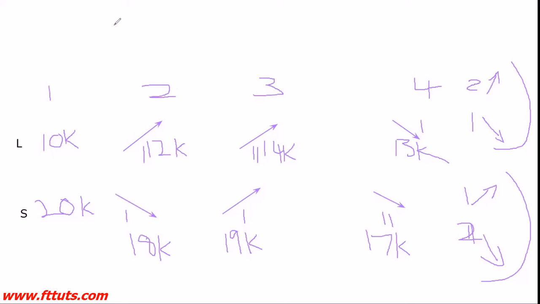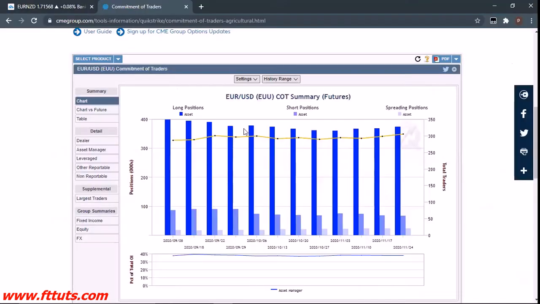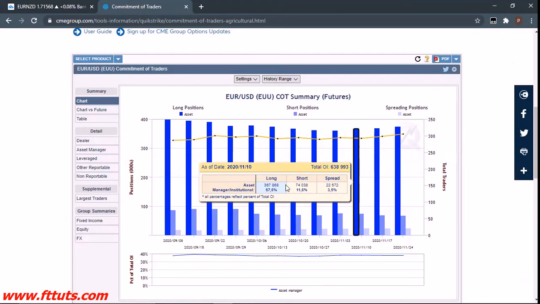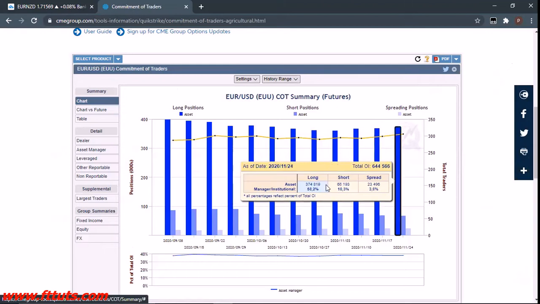So let's open the COT chart and I will show you exactly. I will show you a few. We're going to start with this one. You click on it, and this is an easier way to check the orders. If you click here, you will see that they were at 361,060 long, and then they went to 367. So this is an increase. After that, 369, another increase, and then 374.